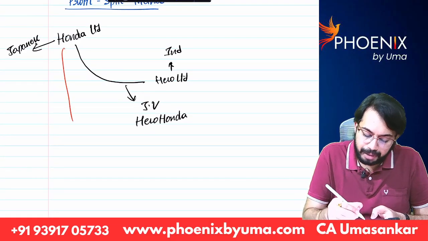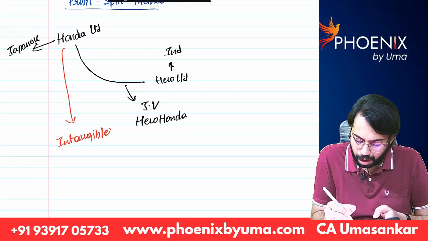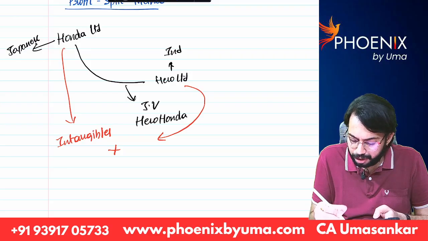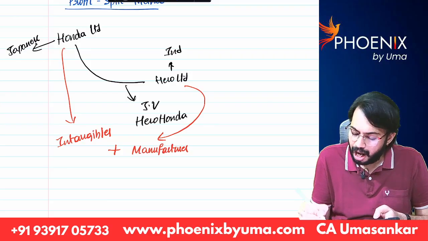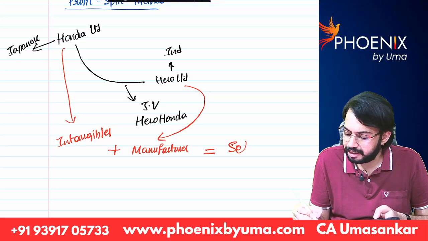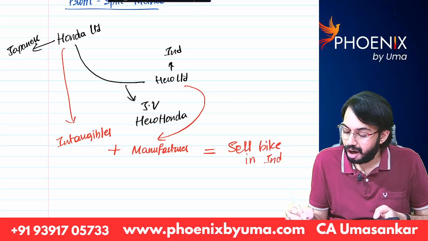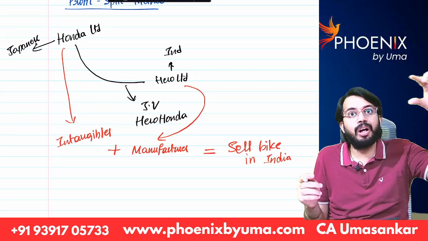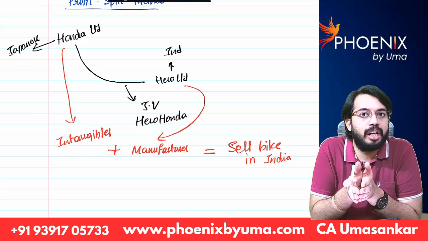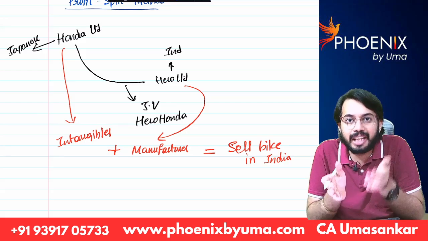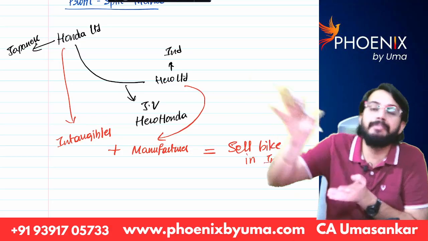Now Honda Limited will give intangibles. Hero Limited will do manufacture. And then they sell bikes in India. So here Honda from Japan and Hero from India are both entering into a joint venture internationally. Honda is giving intangibles, Hero is doing manufacture of the bike, and they are selling the bike in India.